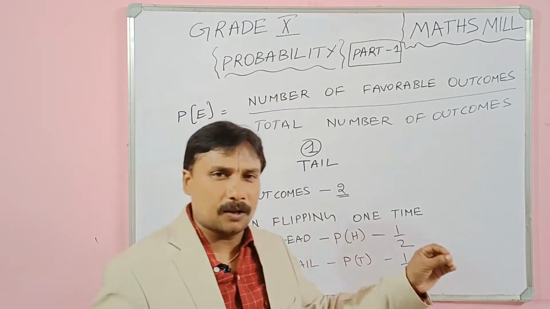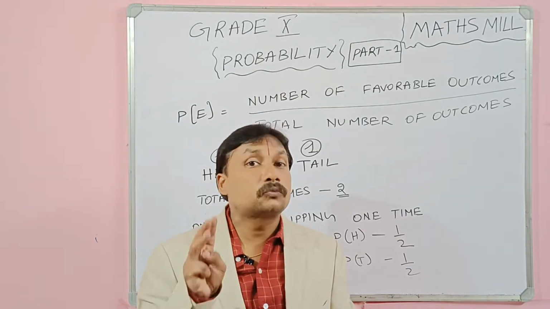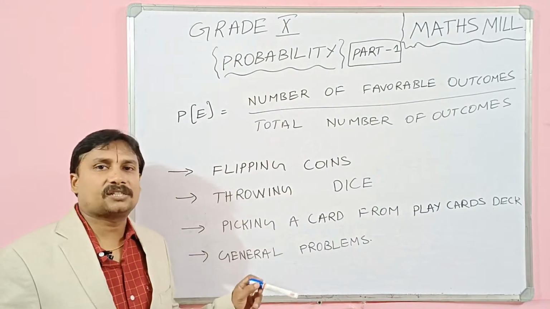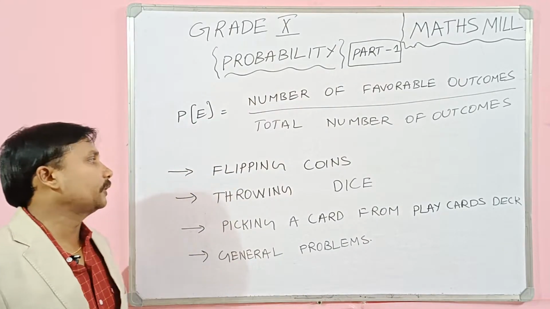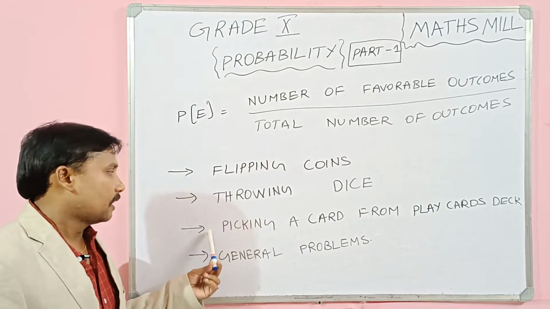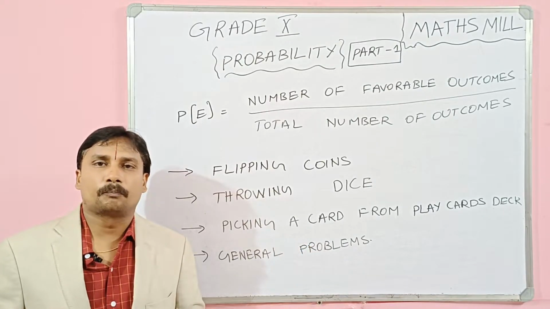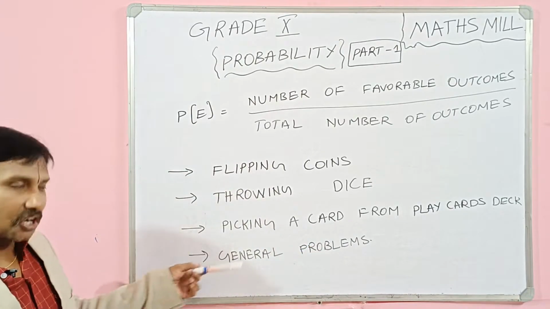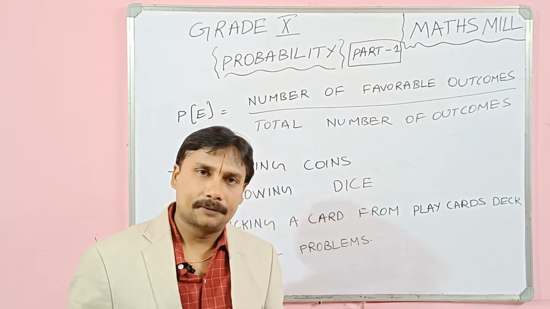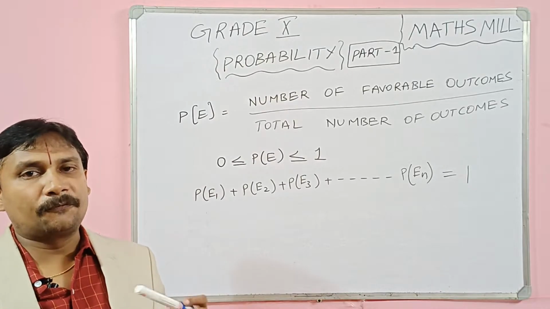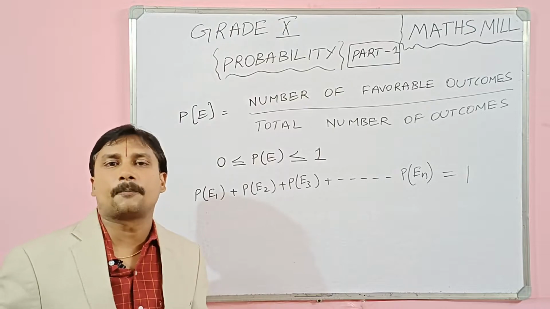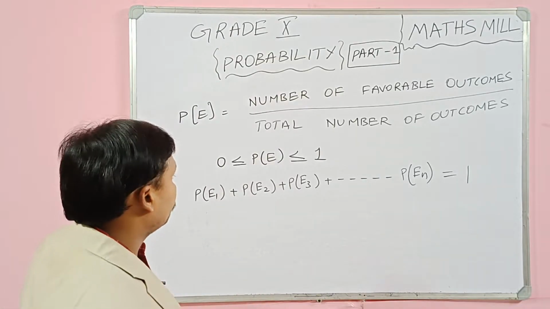So it is just fundamental. We can learn up to 3 coins in this probability. Champs, in this concept we are going to learn flipping of coins, throwing a dice, picking a card from a deck of playing cards, and general problems. All of these we are going to discuss. Before going to learn those concepts, we have to learn some important points regarding probability.